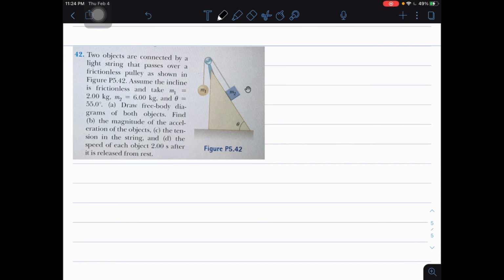Here is our last item. There are two objects connected by a light string that passes over a frictionless pulley, and the mass of the sphere is 2 kilograms and the mass of the cube is 6 kilograms. The angle of inclination is 55 degrees. Okay, so we're going to be drawing the free body diagram of the two. And B, magnitude of acceleration, the tension of the string, and the speed of each object after 2 seconds from rest.